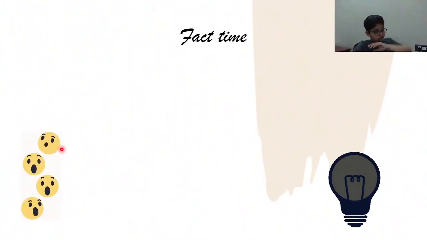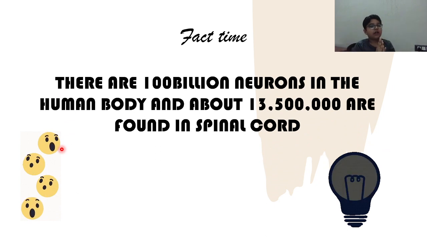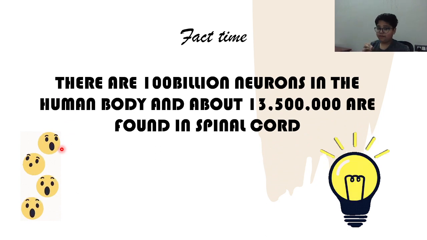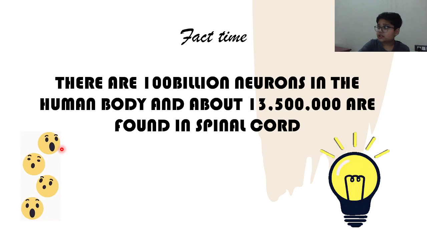What is next? Fact time! One of my favorite things, which I love wholeheartedly. So let's see what the fact for today is. Oh, computer! So the fact for today is: there are 100 billion neurons in the human body. Yes, 100 billion neurons in the human body, and most of them are found in the spinal cord, and they are about 13,500,000. Isn't that a great fact?